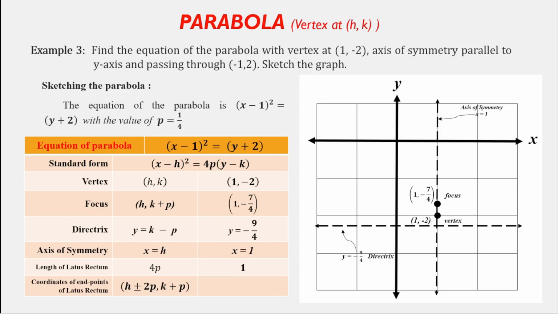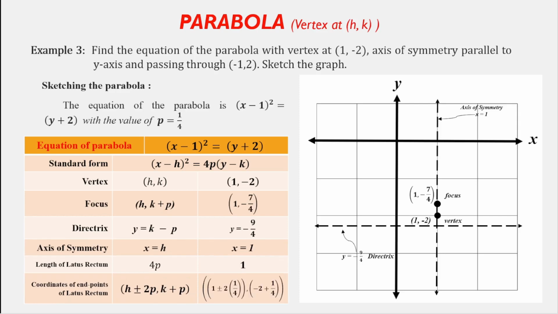Let us find the coordinates of the endpoints of the latus rectum using this coordinate. As we substitute the values for h, k, and p in this coordinate, we have the coordinate (1 ± 2 times 1/4, -2 + 1/4). If you simplify now, 2 times 1/4 is equal to 1/2, and -2 plus 1/4 is equal to -7/4. So we have the coordinates of the latus rectum as (1 ± 1/2, -7/4).